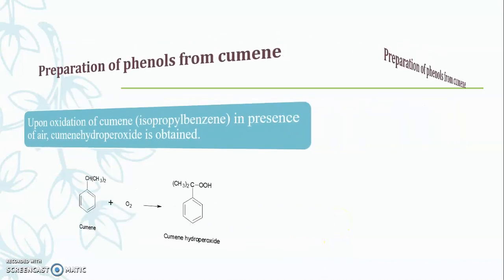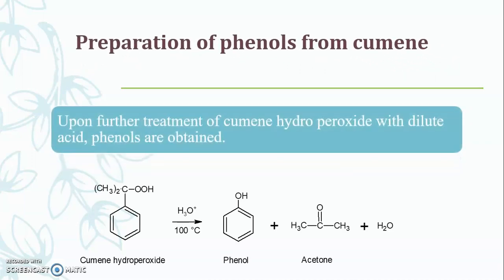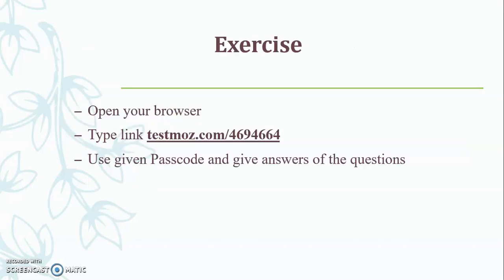And in the last step, the cumene hydroperoxide that is generated is treated with dilute acid at 100 degrees Celsius so that it is converted into phenol along with acetone. This method is important because it involves the formation of phenol as well as acetone. So these are the various methods used for the preparation of phenol.